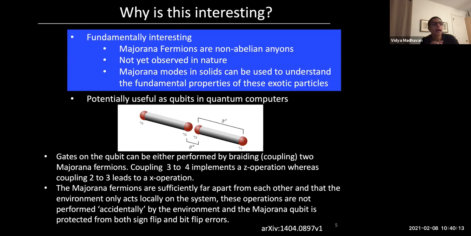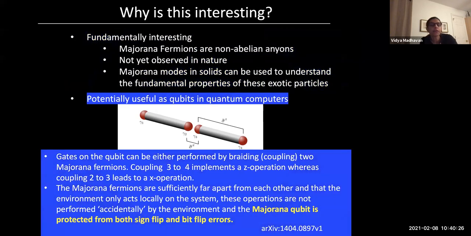They're interesting, of course, to realize in solid state systems because since they haven't been observed in nature, it gives us an opportunity to actually study these exotic particles. They're also interesting because they're potentially useful as qubits in quantum computers. One of the biggest reasons that they're interesting as qubits is because they are extremely robust. In many cases, the existence of these kinds of Majorana fermions is actually protected by the topology of the system. So it's really difficult to destroy them.